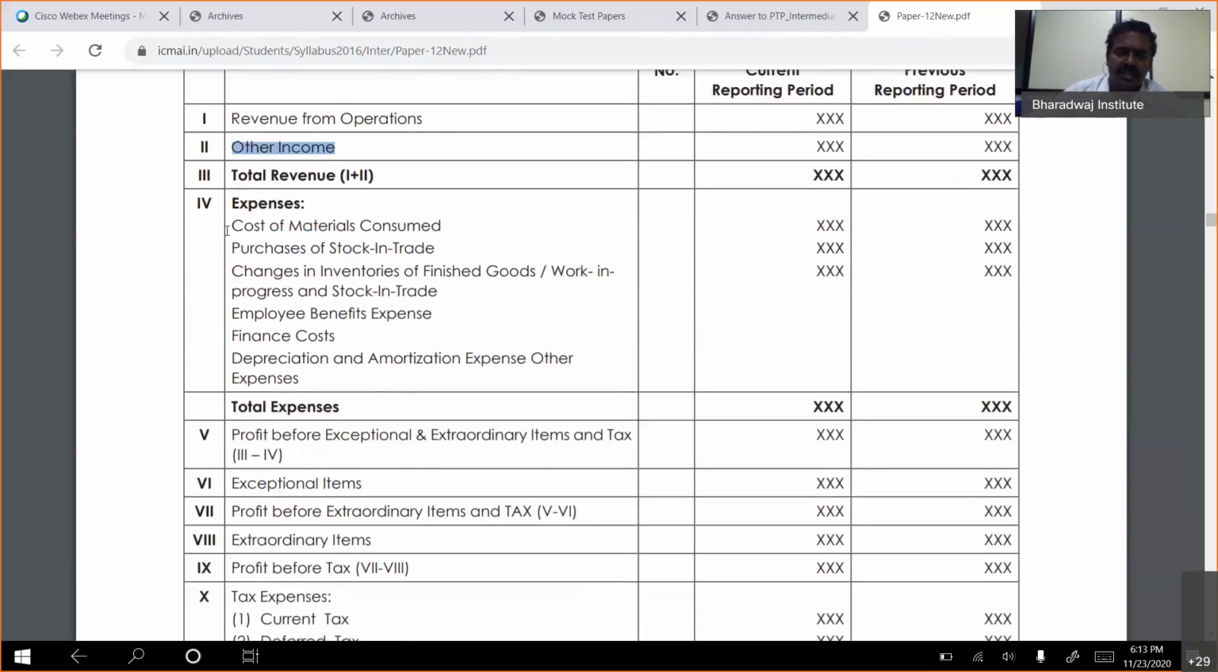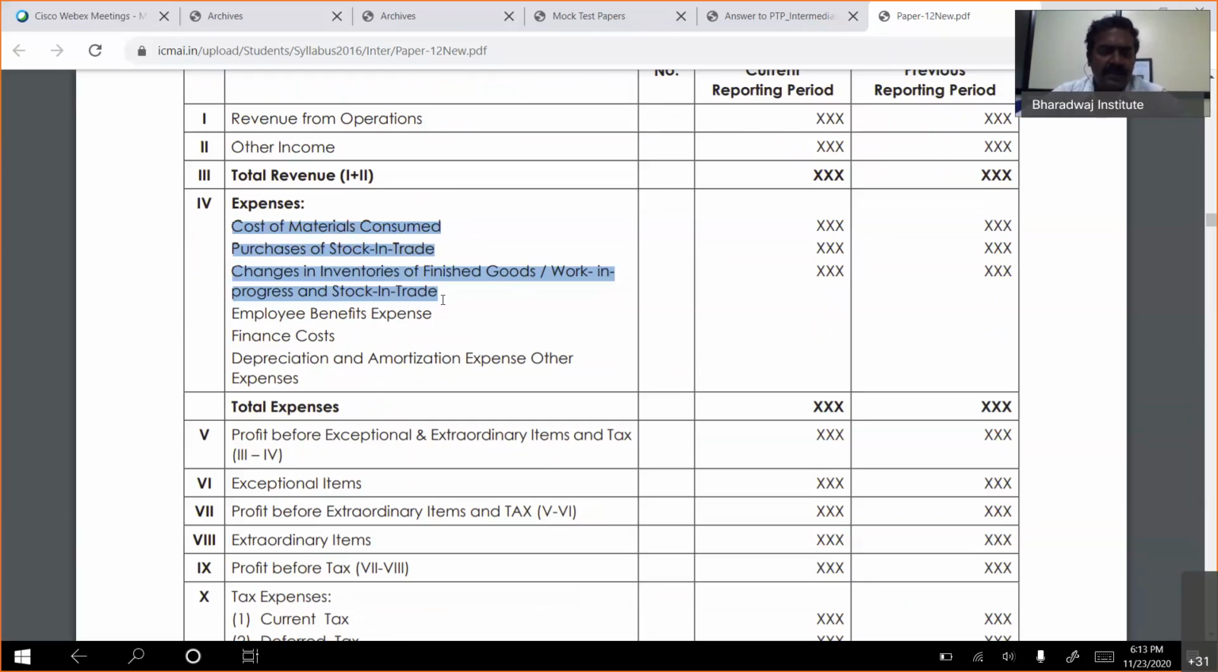Then you will do cost of goods sold. Instead of this, you can take this as cost of goods sold: opening stock of raw material or purchased goods, plus purchases, minus closing stock, like that. You can take that as cost of goods sold.